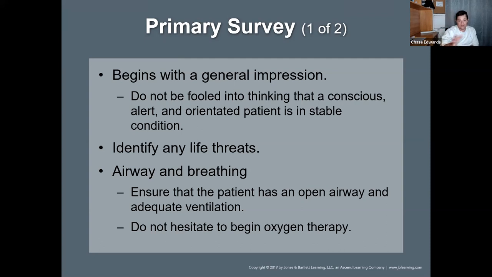Consider the potential for spinal injury in any event, depending on how that person went down. Spinal precautions in an unresponsive patient must begin with the airway. It must begin when the airway is first opened and continue if positive pressure ventilations are needed.